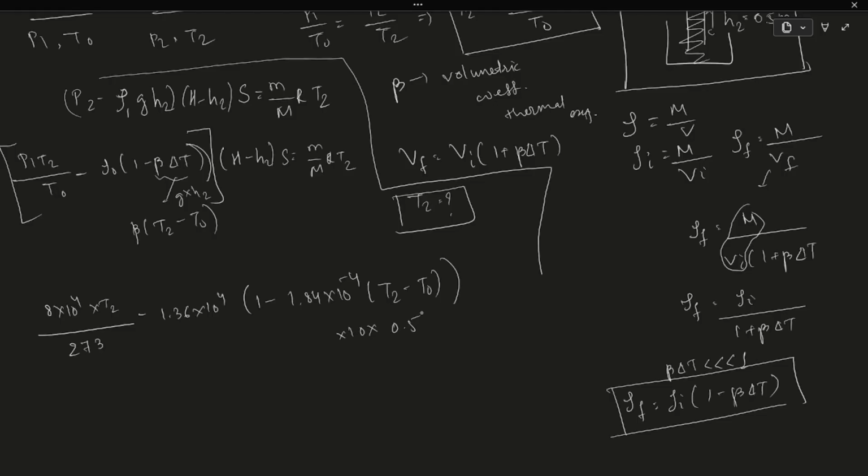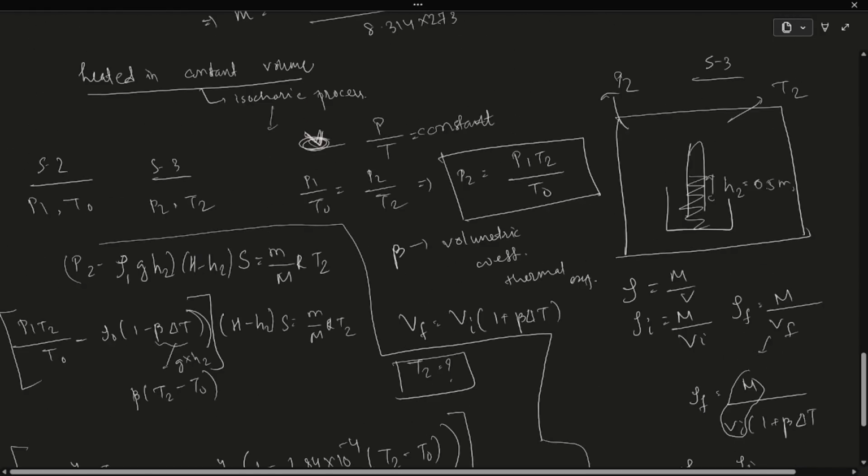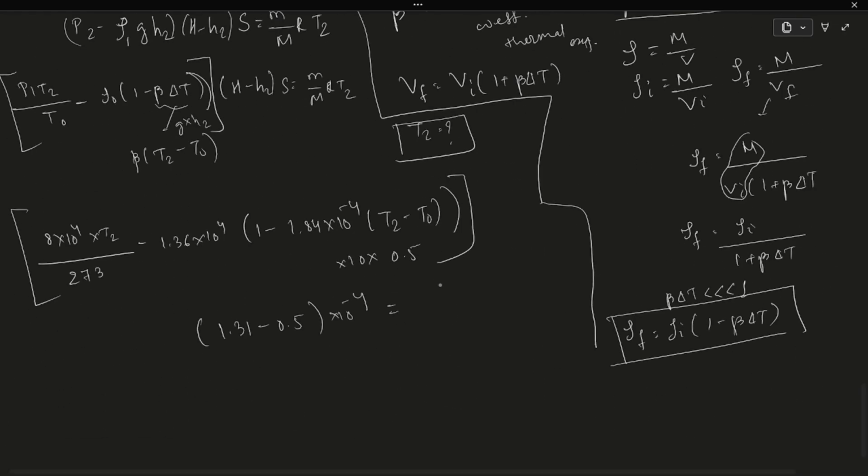H2 is given as 0.5, into H minus H2. H is 1.31 minus H2 is 0.5, into S, which is 10 to the power minus 4, M is 2.05 into 10 to the power minus 3, divided by 2, capital M is 2, and R is 8.314.